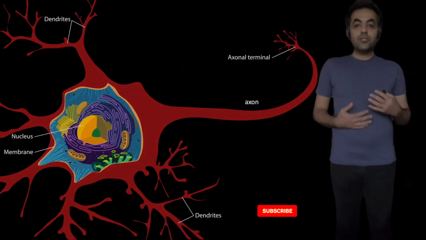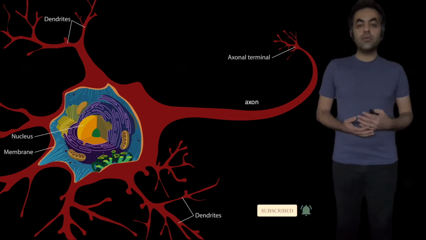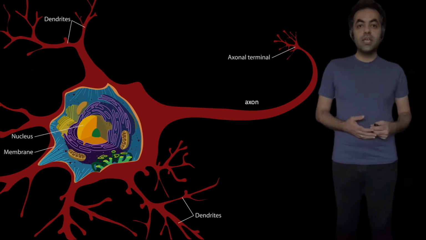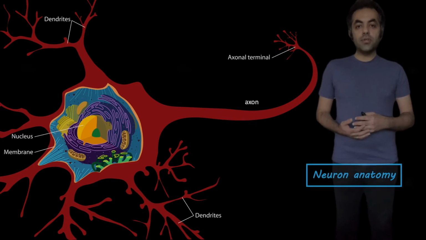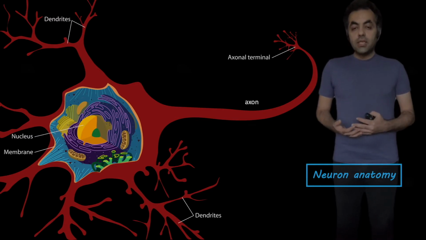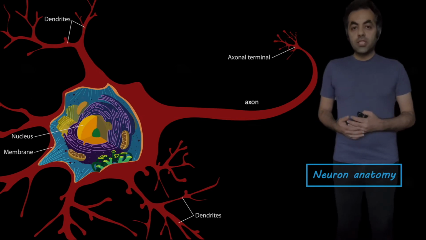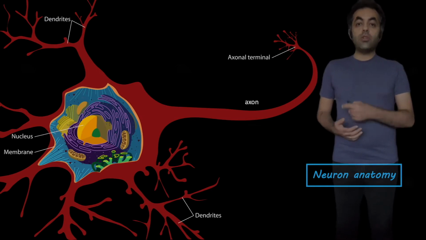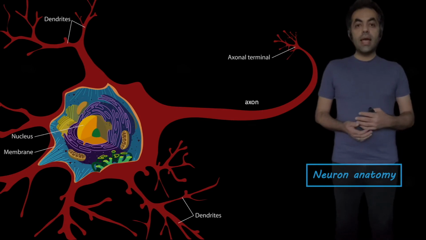The fundamental units of our nervous system and brain are called neurons or nerve cells. Today we want to talk about the anatomy of a neuron. A neuron consists of different parts: a cell body, some branched extensions of the cell body that are called dendrites, a long projection of the cell body that is called axon, and finally an axon terminal.